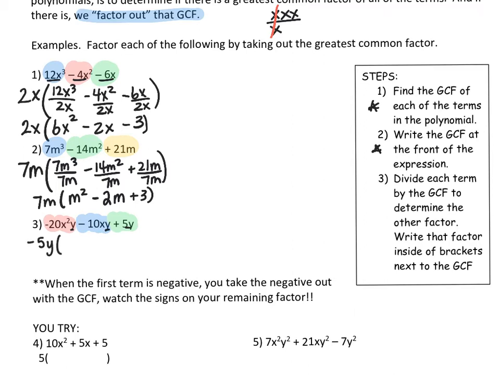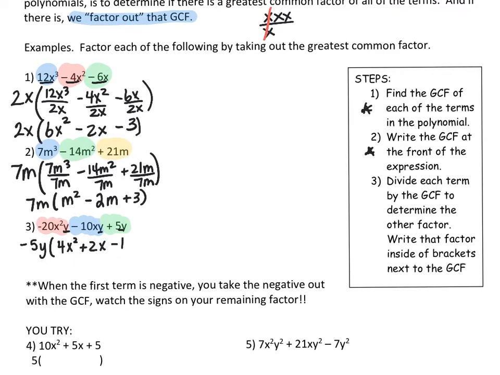Now, again, I'm going to maybe try and do this one without writing this step right here, but if you need to write that, you go ahead. But this is the thought process that I have. Negative 20 divided by negative 5 would be positive 4. I didn't take any x's out, so I'm still going to have that x squared. There was a y in my original term. I took a y out, so the y is gone. Negative 10 divided by negative 5 is positive 2. I did not take any x's out, but I took the y out, so the y is gone. And in this last term, positive 5 divided by negative 5 is negative 1. I took the y away, so there's no y's left.